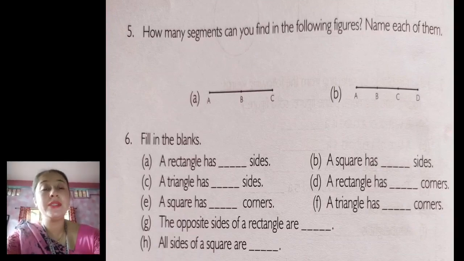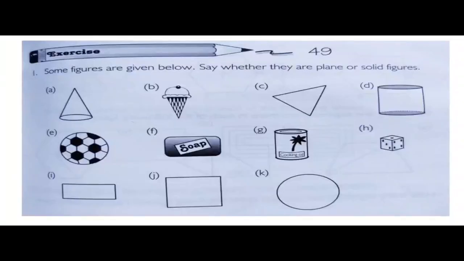That is very simple. Now, children, here some figures are given, and among those figures you have to identify whether they are plane or solid figures. For solid figures we will write S, and for plane figures we will write P. So the first figure in A, you can see that it is a cone shape. We know that a cone is a solid figure, so we will write S. The next figure is also a solid figure, so here also we will write S.